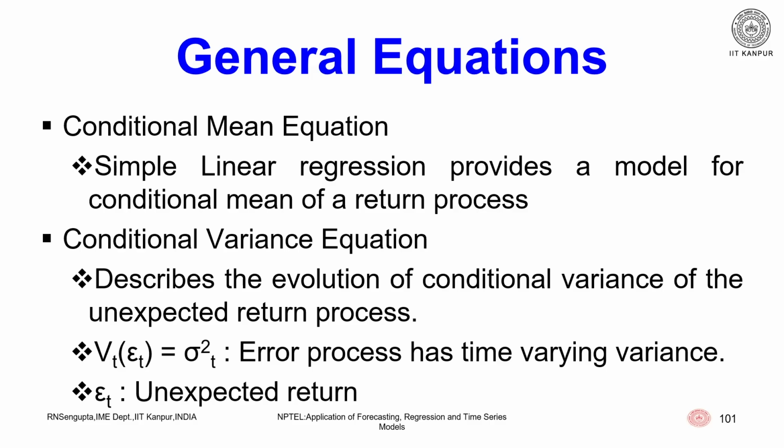So, the general equations for the conditional mean and variance would be a simple linear regression, which will provide a model for the conditional mean of the linear process and also the conditional variance. So, that will describe the evolution of the conditional variance of the unexpected return process, because you remember variance is dependent on time and is increasing. So, the important fact is there is a suffix t, because it is dependent on time. So, the error process has time varying variance.